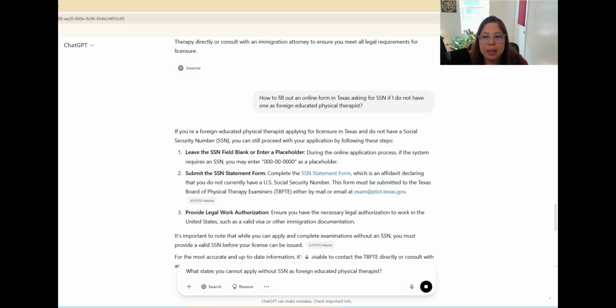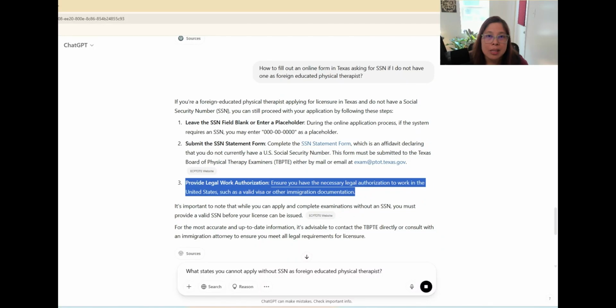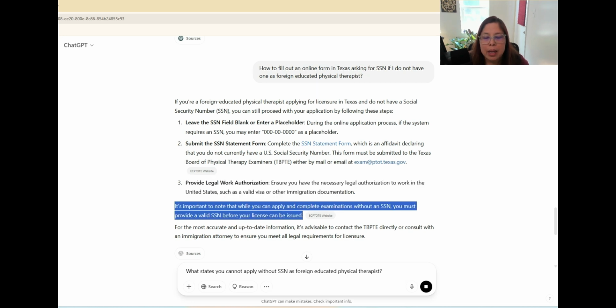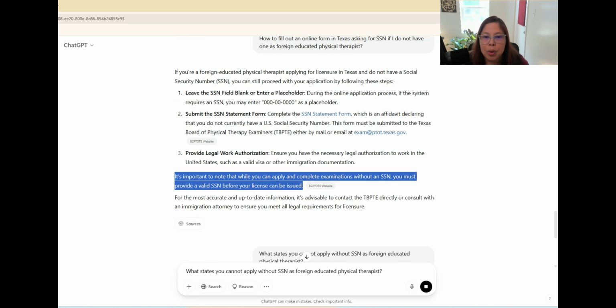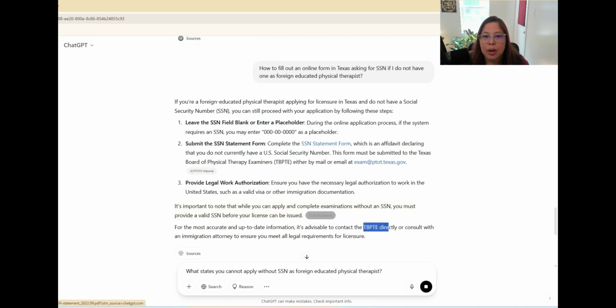This form must be submitted to the Texas Board of Physical Therapy either by mail or email at ptot.texas.gov. Okay, so again, you have to ensure that you will have the legal authorization to work in the US, such as an immigrant working or immigrant visa. Okay, so again, you can apply for the exam, but they will not issue your license without the social security number. And again, for the most accurate, up-to-date information, you have to check the Board of Physical Therapy of Texas directly. Okay? All right, there you have it.